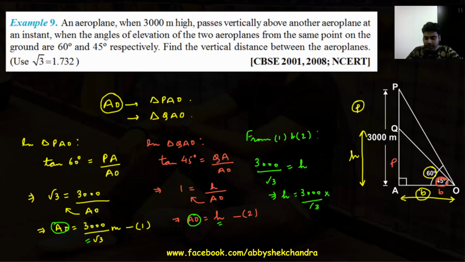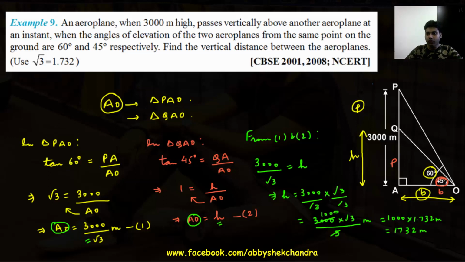Now let's rationalize it. So root 3 by root 3. So this will give me 3000 into root 3. Root 3 into root 3 is 3. So it will be 3000 times so many meters. So this will be 1000 into 1.732 meters, which will be 1732 meters.